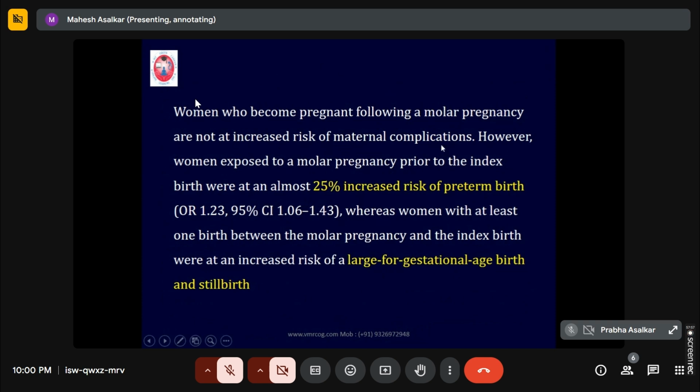So in the SBA, read what is given and what has been asked. If there is a previous molar pregnancy, in the current pregnancy there is a 25% chance of preterm birth. If there is a last molar pregnancy, then another pregnancy, and now is the index pregnancy, then the lady is at risk of developing LGA and stillbirth. Is it clear? Yes, sir.